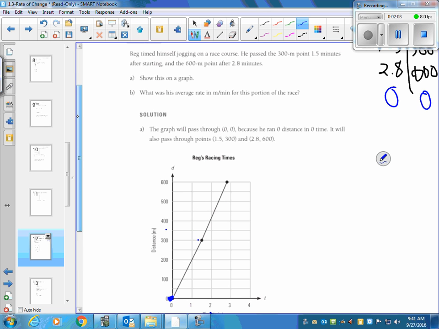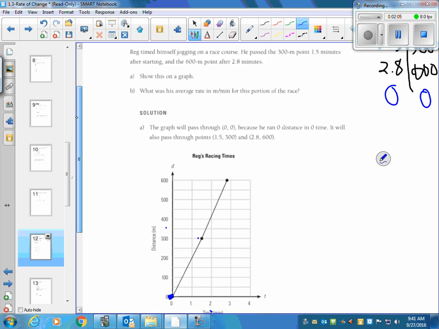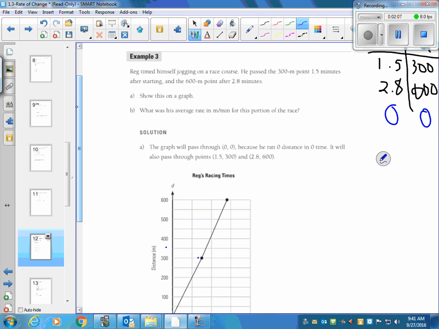What was his average rate in meters per minute for this portion of the race? So for this portion of the race, they're really talking about from the 300 to the 600. So you actually have to take the rise over the run. So we're rising 300 and we're running, how can I figure that out? Well, the second point is 2.8. The first point is 1.5.